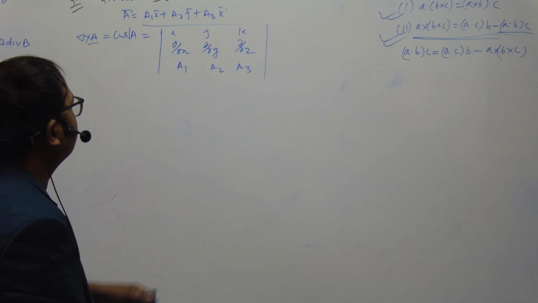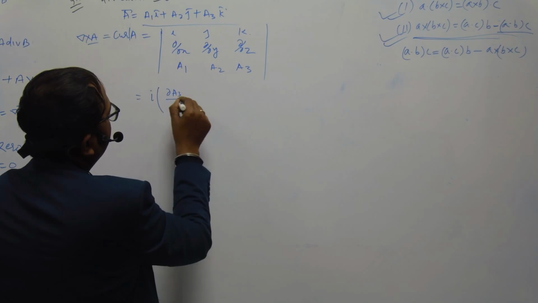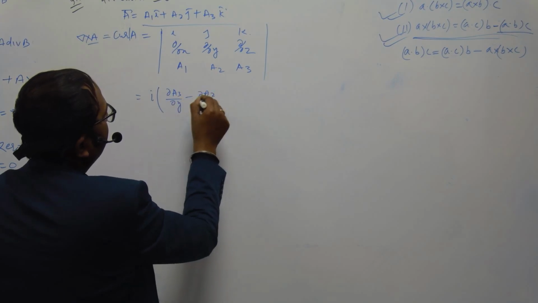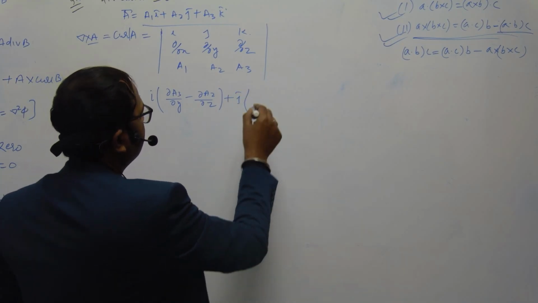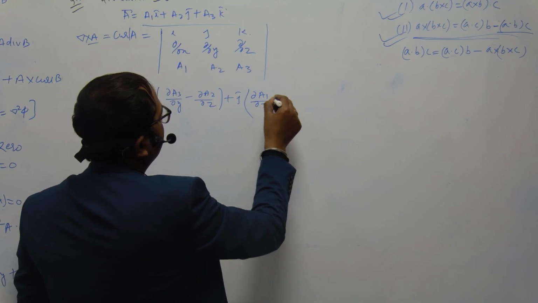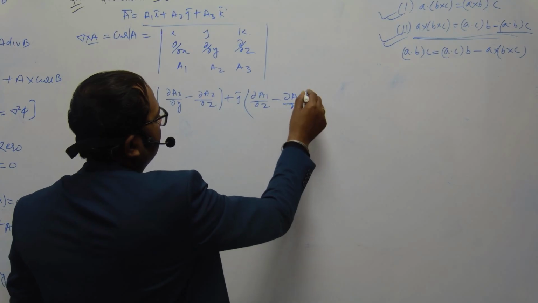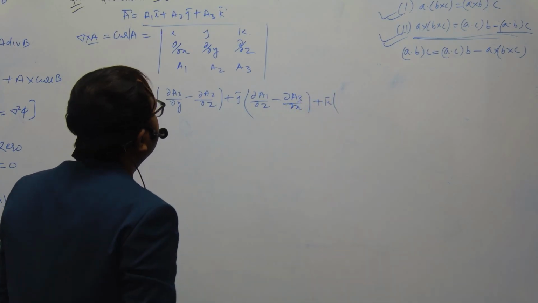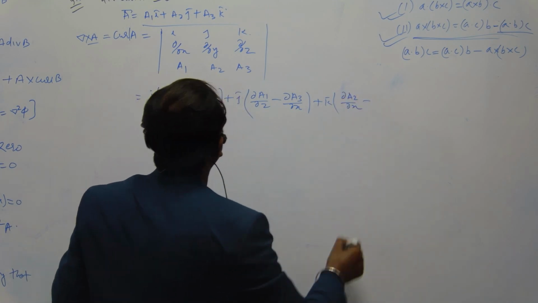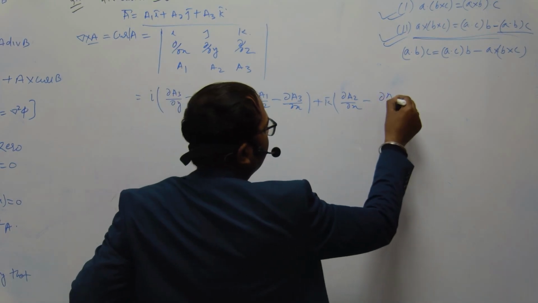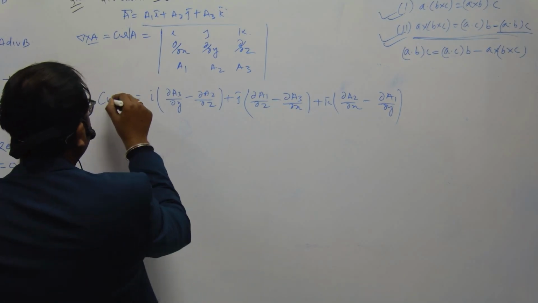Let us expand this. We have i cap times del A3 upon del y minus del A2 upon del z, plus j cap times del A1 upon del z minus del A3 upon del x, plus k cap times del A2 upon del x minus del A1 upon del y. So this is our curl of A.